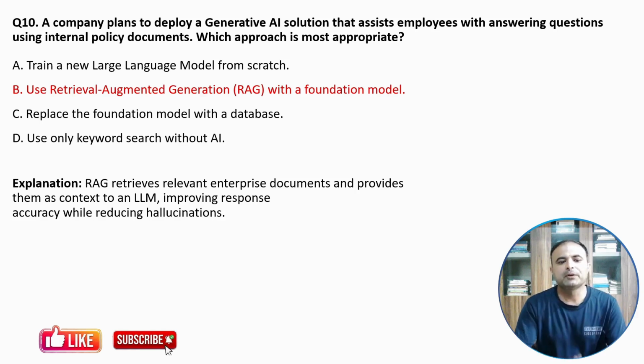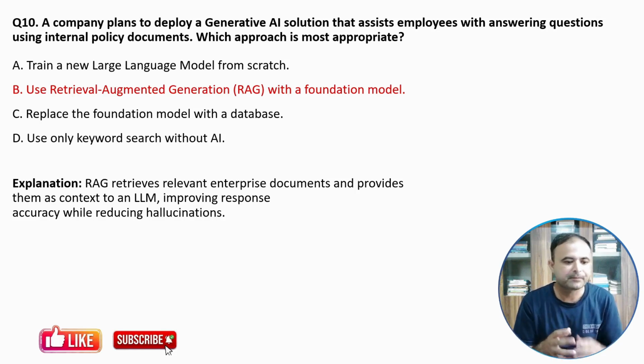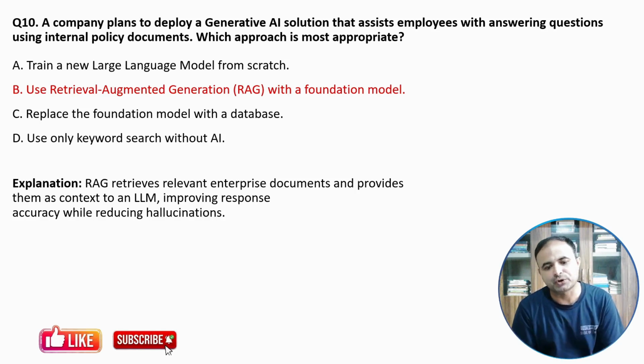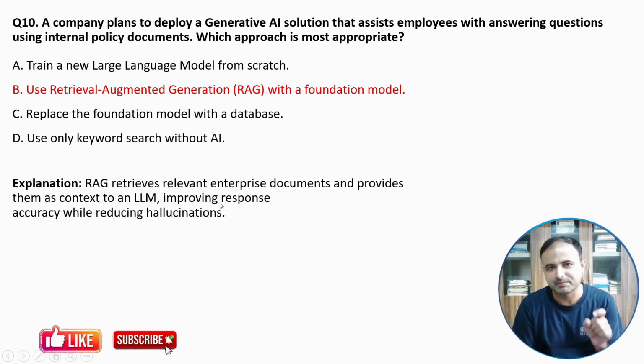A company plans to deploy a generative AI solution that assists employees with answering questions about internal policy documents. Which approach is most appropriate? Use retrieval with the foundation model. That means we provide the internal policy documents for the similarity search, which will provide the most useful information and make the LLM hallucinate less. So RAG retrieves relevant enterprise documents and provides them as context to the LLM, improving response accuracy while reducing hallucination. That is the main use of this.